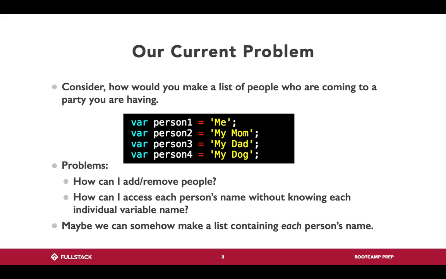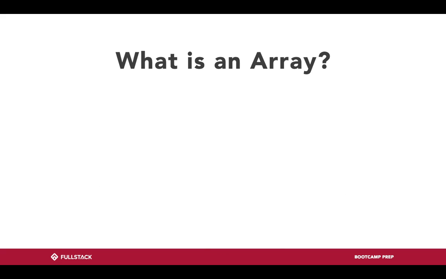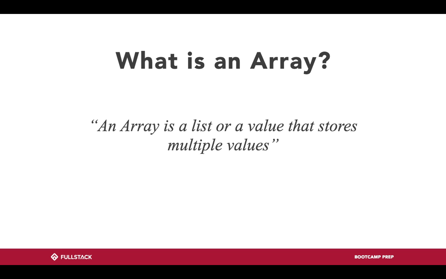Maybe we could somehow make a list containing each person's name. What possibly could we do to do that? It's an array. And so an array is a list, or a value that stores multiple values. Yeah, it's a list. You guys know these.